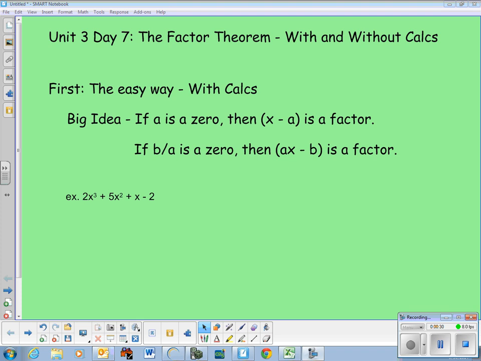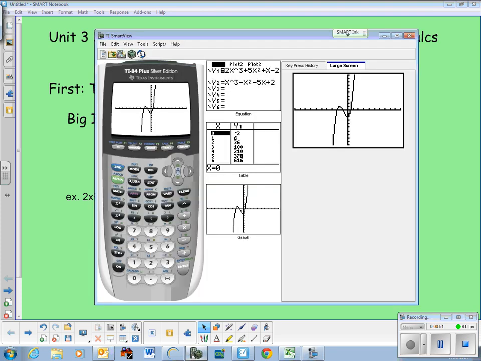Here's the big idea for this topic. If a is a zero, then x minus a is a factor. Meaning if, let's say the number 2, plugging 2 into this polynomial gives us a result of 0, then x minus 2 has to be a factor. So the easy way is to figure out what the zeros are and then turn them into factors. Okay, so here's that first polynomial graphed, 2x cubed and so on.